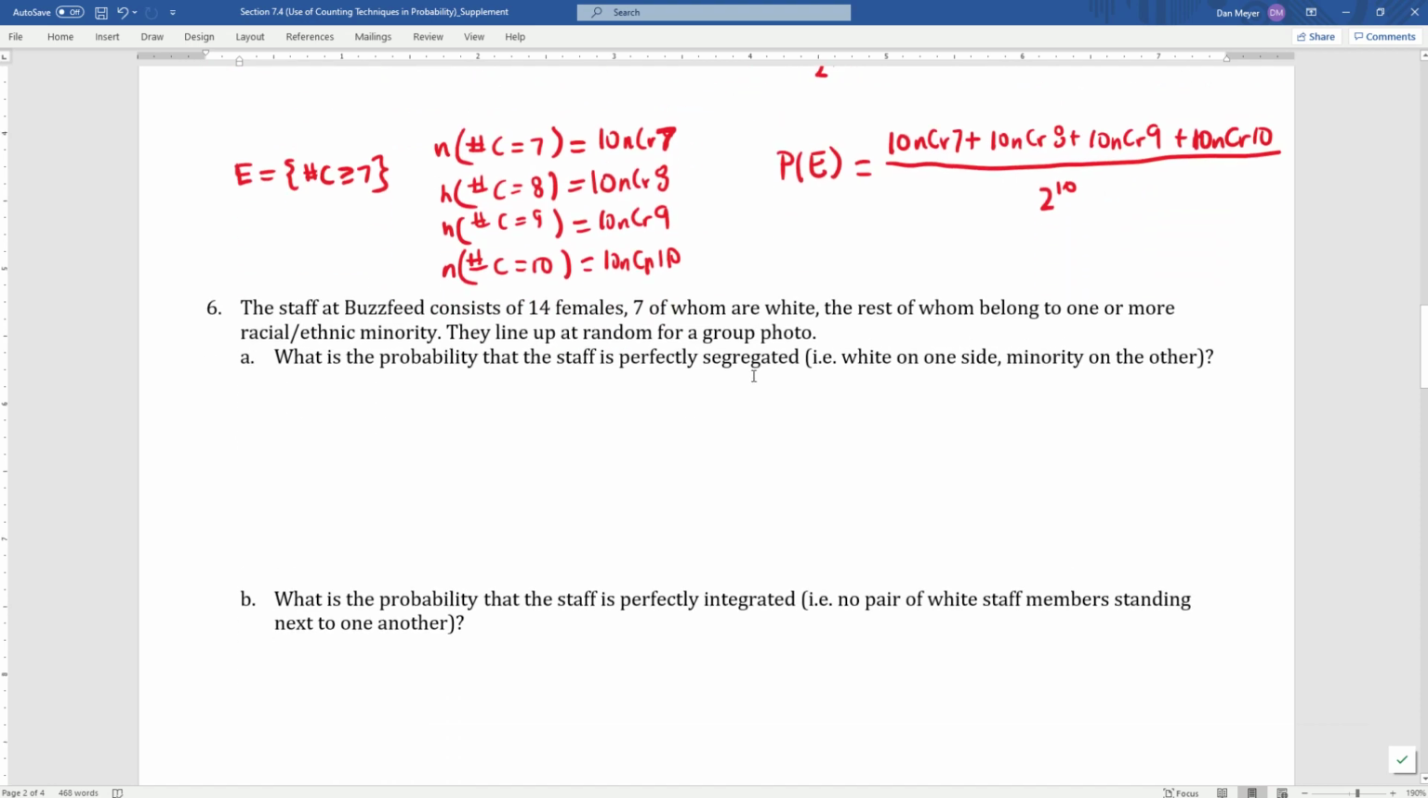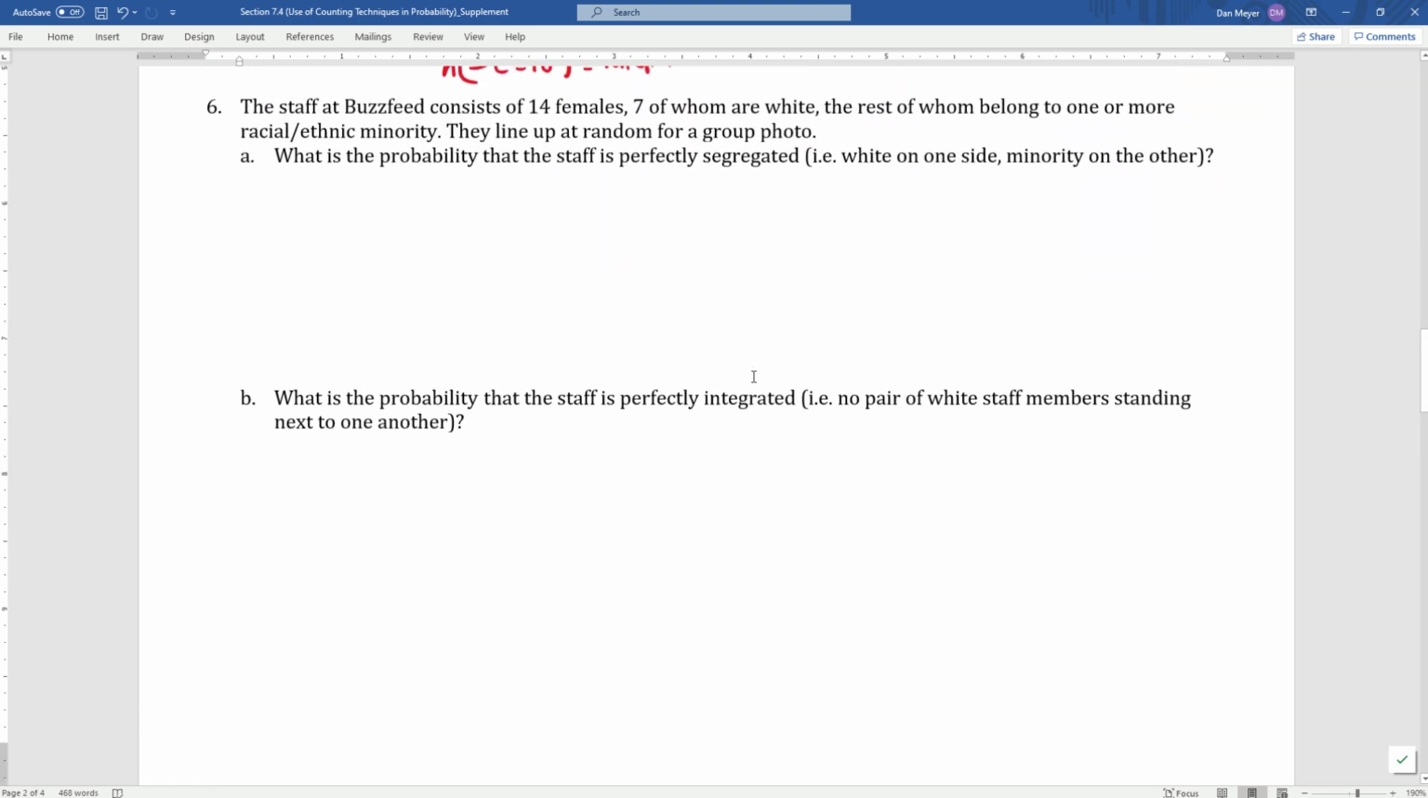All right, moving on to number 6, which is the last one on this page, and the last one we'll do in this video. We're going to split this one up into 2 videos. The staff at BuzzFeed consists of 14 females, 7 of whom are white, the rest of whom belong to one or more racial or ethnic minority. And they're going to line up at random for a group photo. So there's that at random. We know we've got a uniform sample space here. The arrangements are random. What's the probability that the staff is perfectly segregated?